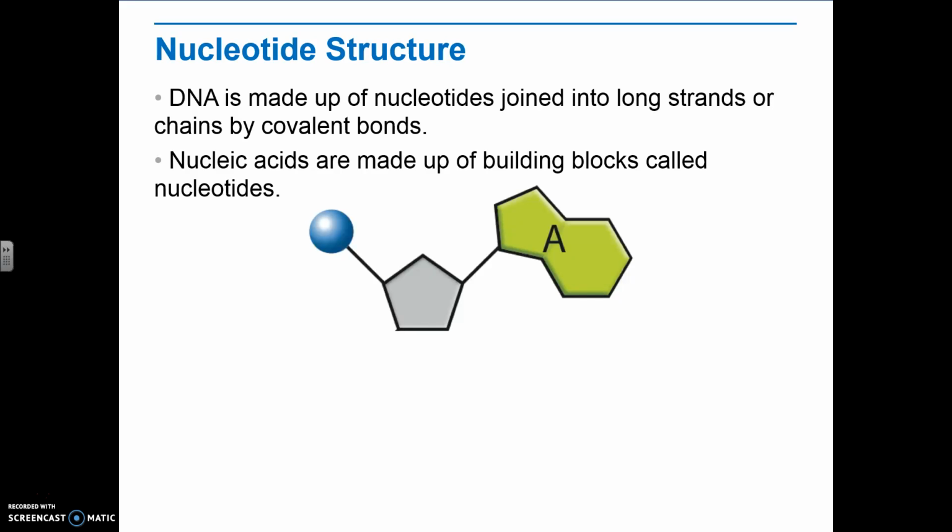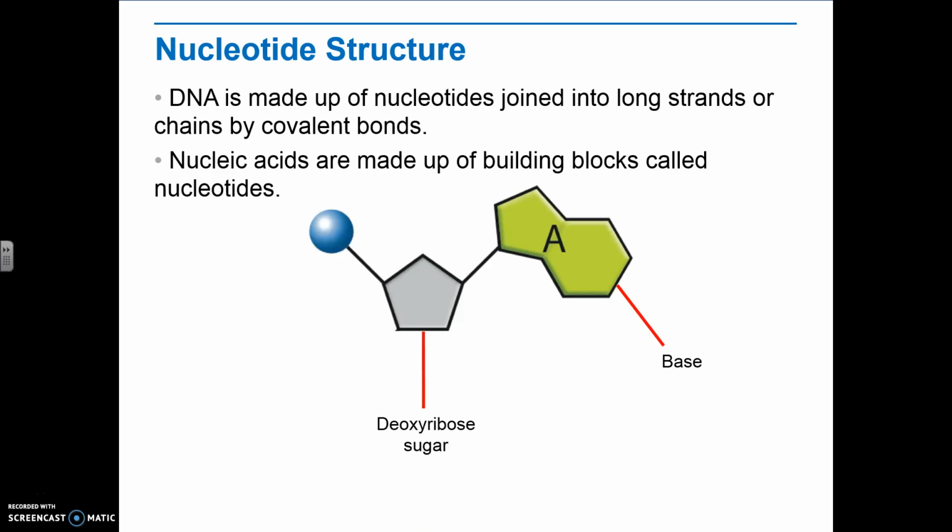This shows you a picture of the basic nucleotide structure. A nucleotide is a monomer, or the smallest unit of a nucleic acid. Remember that nucleic acids are one of the 4 biomolecules. So DNA is made up of nucleotides that are joined into long strands or chains by covalent bonds.